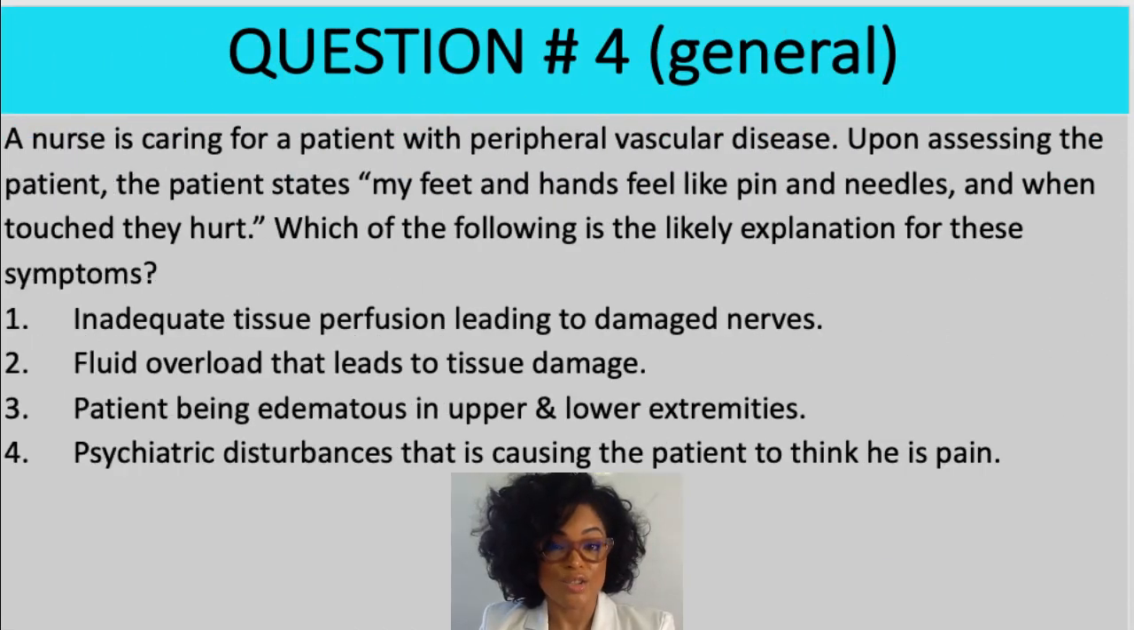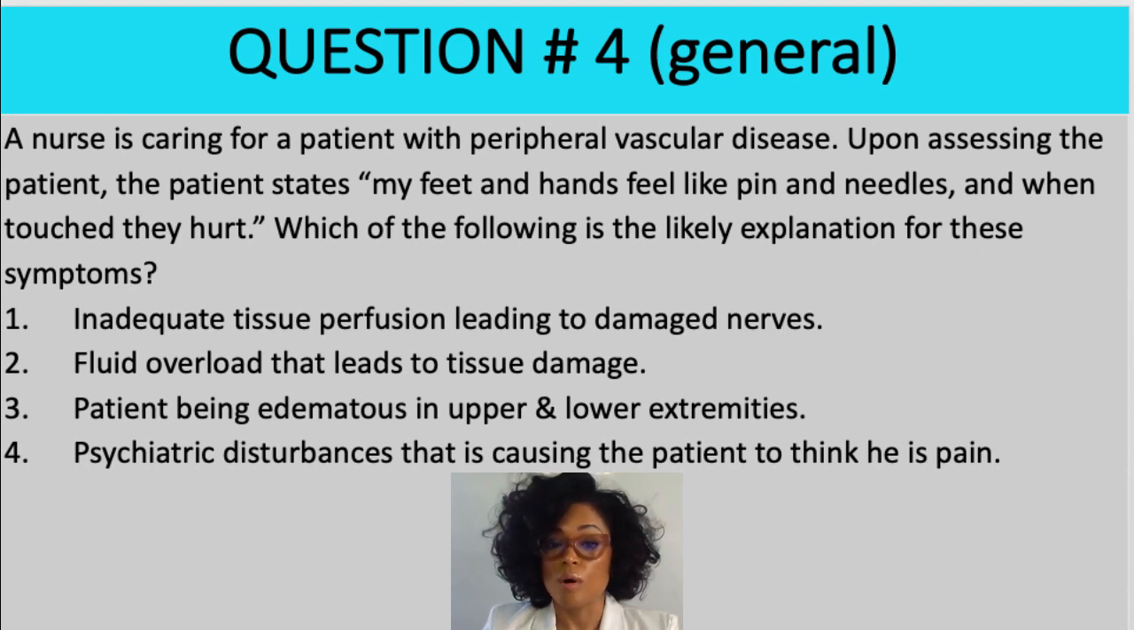So here are your answer choices for question number 4. 1. Inadequate tissue perfusion leading to damaged nerves. 2. Fluid overload that leads to tissue damage. 3. Patient being edematous in upper and lower extremities. 4. Psychiatric disturbances that are causing the patient to think he is in pain. So which of these answer choices do you think is the correct answer?